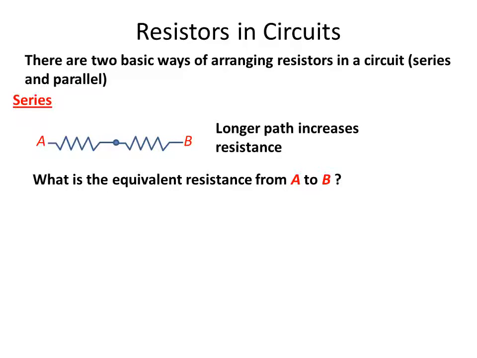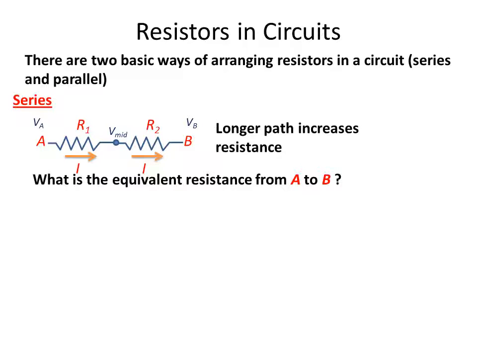What is the equivalent resistance if you measured from point A to point B of these two resistors? Or in other words, if we put a box there and measured from point A to point B, what would be the resistance inside the box? Well, let's call the first resistor R1 and the second resistor R2, and both of them will have the same current I going through them.